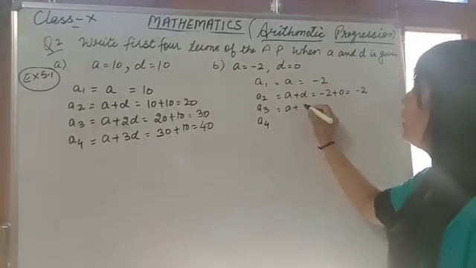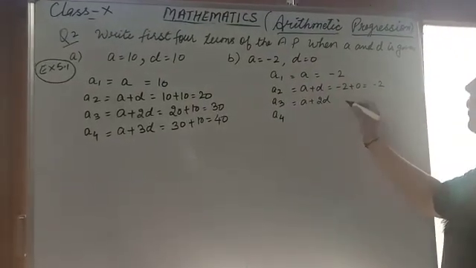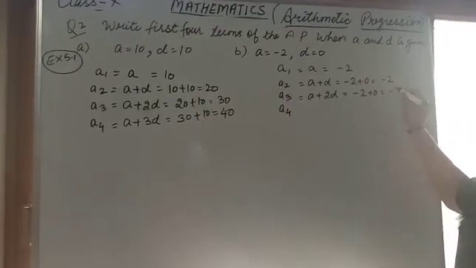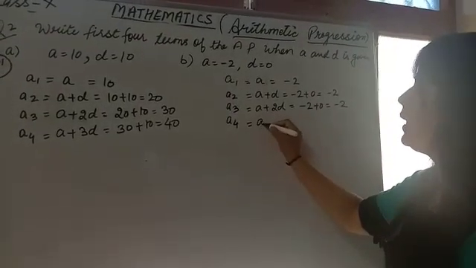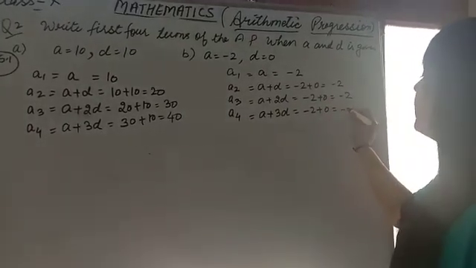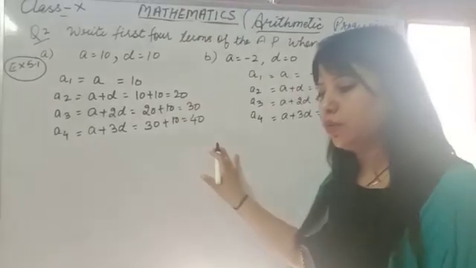a3 is a plus 2d. ठीक है, तो 2 into 0 is 0 और 0 में -2 ऐड करेंगे तो we'll get -2. So -2 plus 0, again this is -2. a4 is a plus 3d, that is again -2 plus 0, this is -2. Clear? Similarly we can do all the parts of this question.